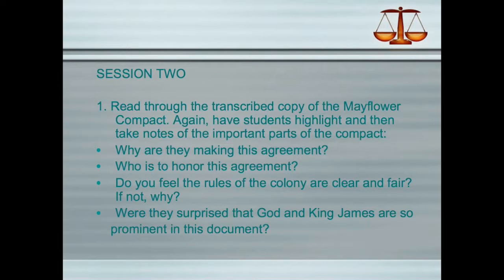Okay, on to session 2. Read again through the transcribed copy of the Mayflower Compact. Have the students highlight and take notes of the important parts of the compact. These are questions that I think are important. Why are they making this agreement? Who is to honor this agreement? And do you feel the rules of the colony are clear and fair? If not, why? And these are all questions that 5th graders ask all the time, especially clear and fair. And then, were they surprised that God and King James are so prominent in this document?